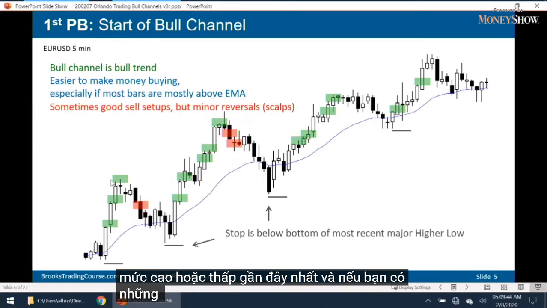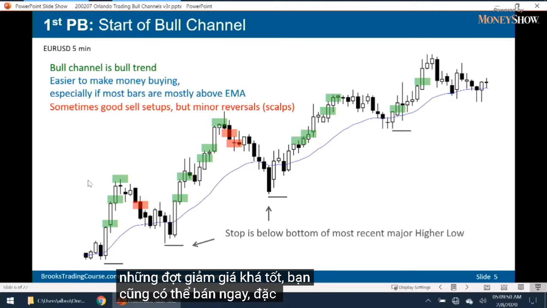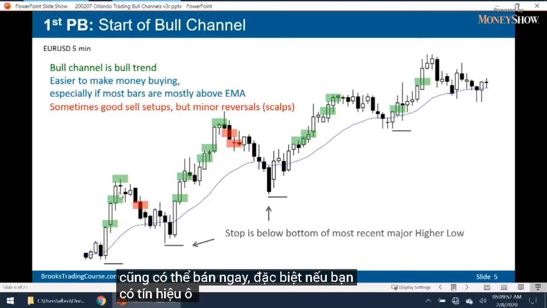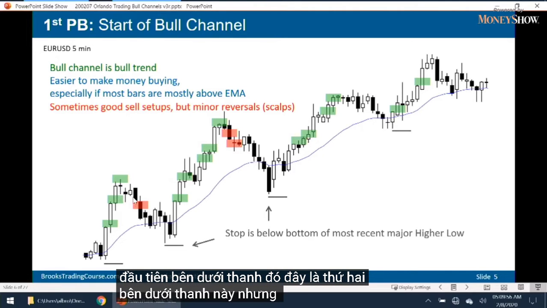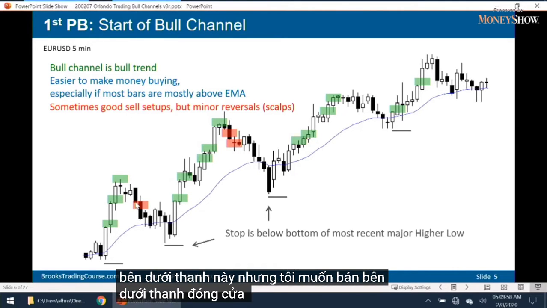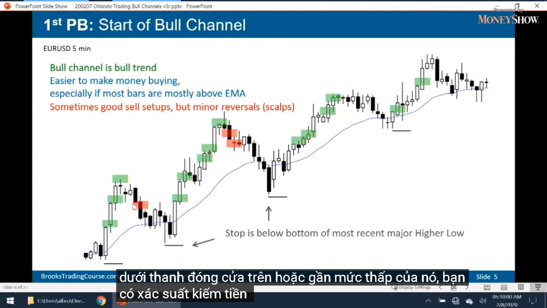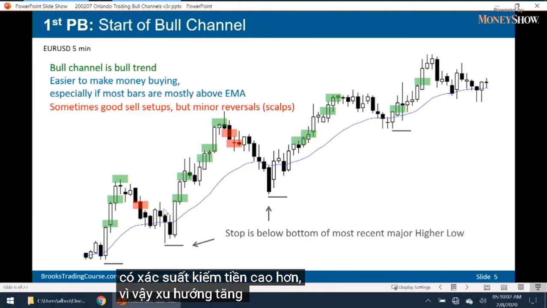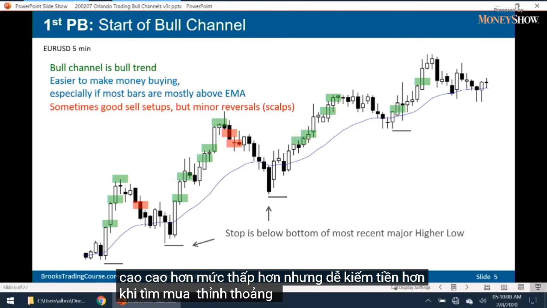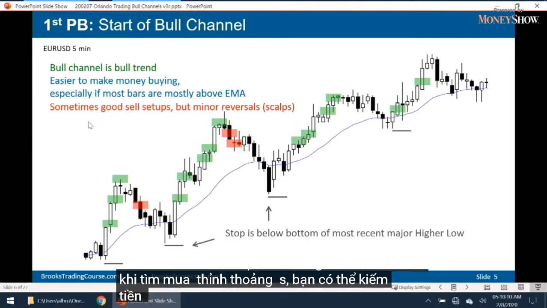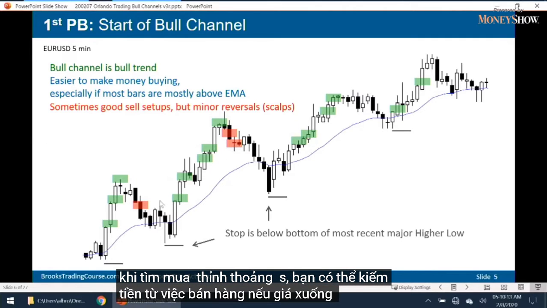And if you have pretty good drops on the pullbacks, you can also sell, right? Especially if you have a second sell signal. Here's a first below that bar. Here's a second below this bar. But I'd rather sell below a bar closing on or near its low. You have a higher probability of making money. So it's a bull trend, higher highs, higher lows, but easier to make money looking to buy. Sometimes you can make money selling if the legs down are deep enough.